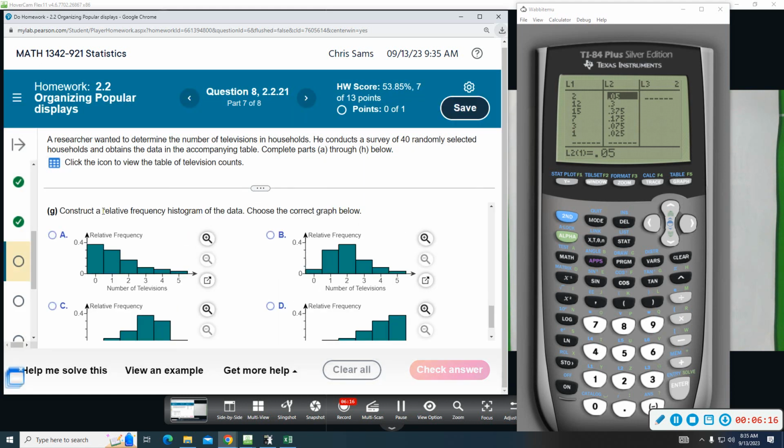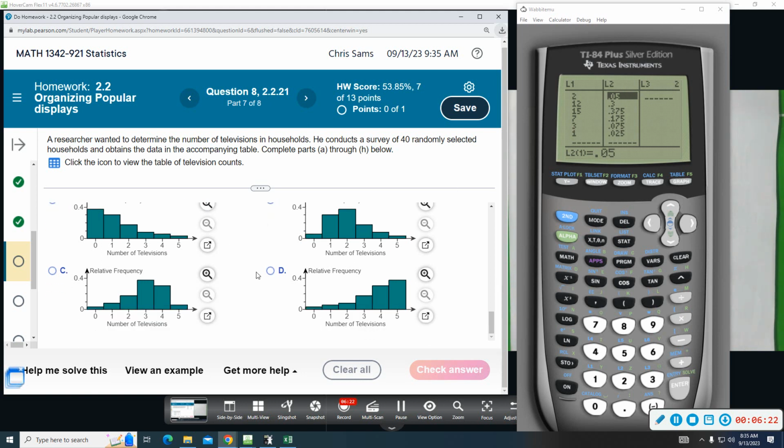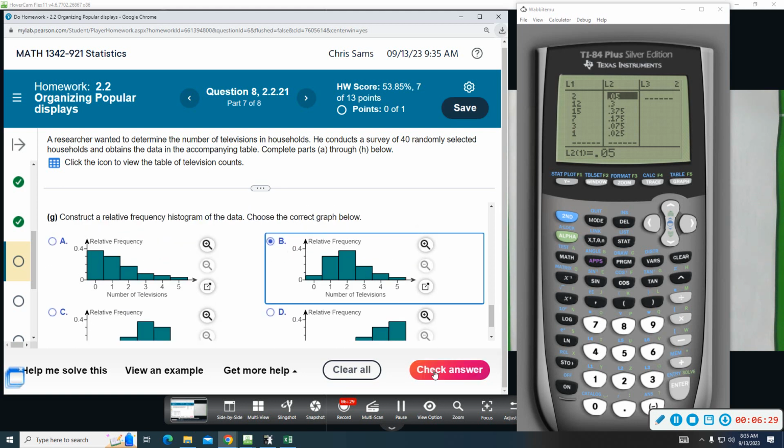All right, the next one, we want to construct a relative frequency histogram. It's going to be the same. It's just going to be using these as my heights, but the graph will be pretty much identical to the previous one. So B is going to be the best match there.